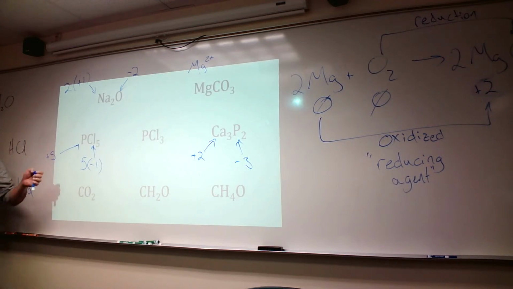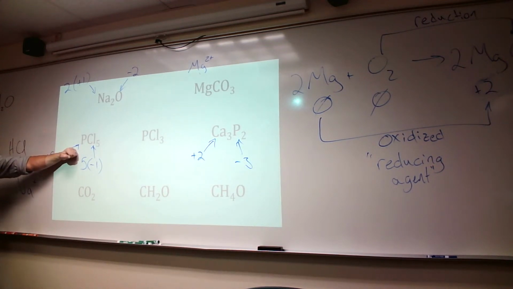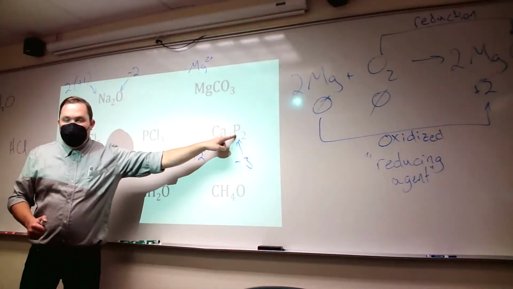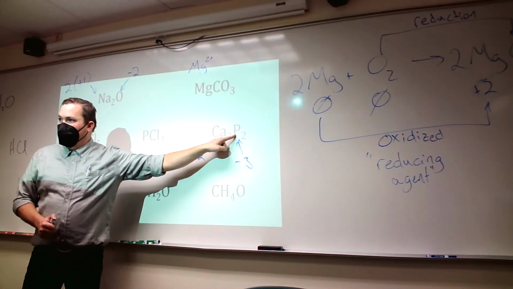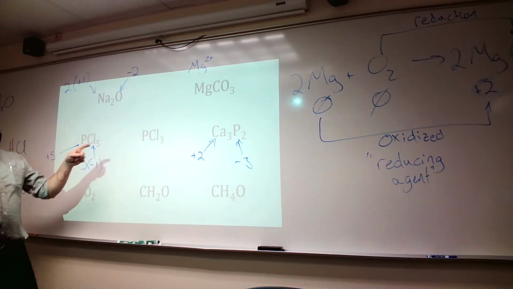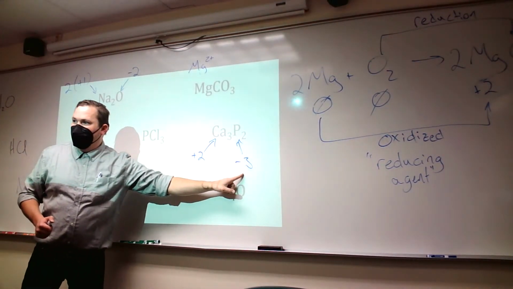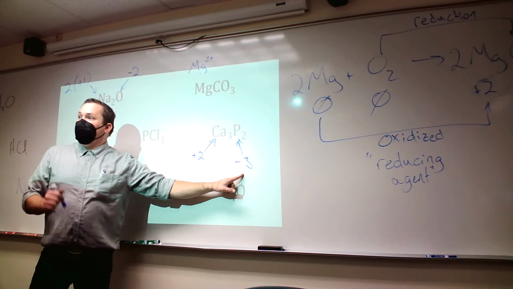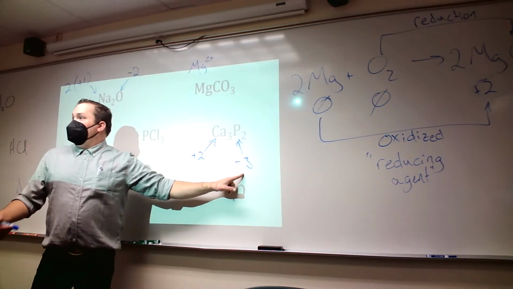Exactly. So the way we would actually use these: if we said that we started with phosphorus pentachloride and the phosphorus turned into calcium phosphide, it's starting with a +5 and ending with a -3. So the charge dropped, right? That's a reduction.